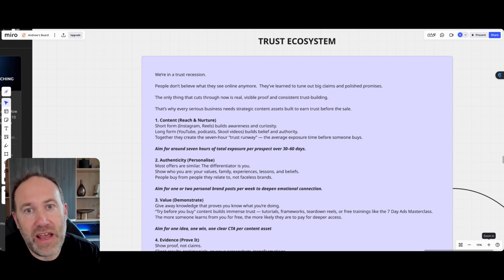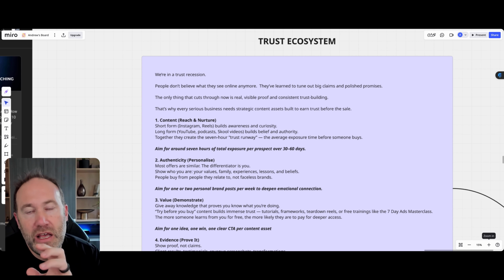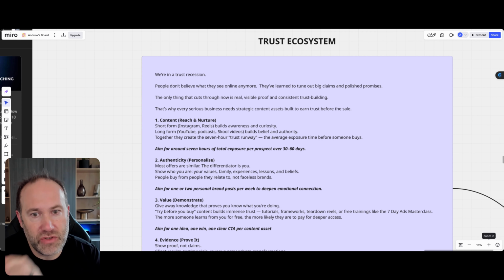So you need to have a trust ecosystem that takes people from a place where they've just got to know you to they've built that know, like, and trust, and they're ready to work with you. Okay, we are in a trust recession right now. No one believes a word that anyone says online, and they've learned to tune out all the big claims and the "I'm going to get you loads of clients in 10 minutes flat, and you're going to make loads of money." Right? No one believes any of that. The only thing that cuts through now is real, visible proof and content trust building.